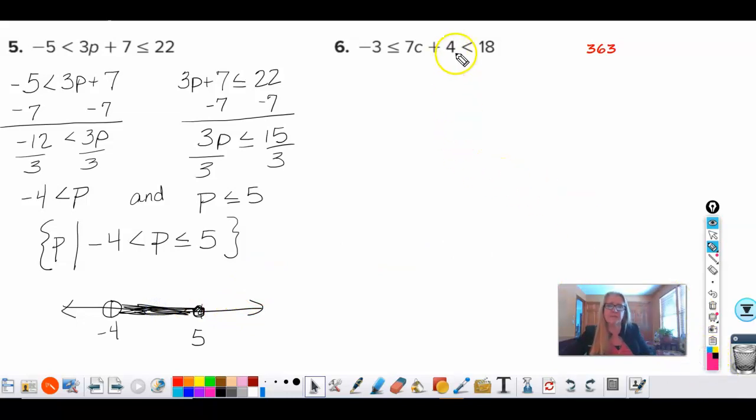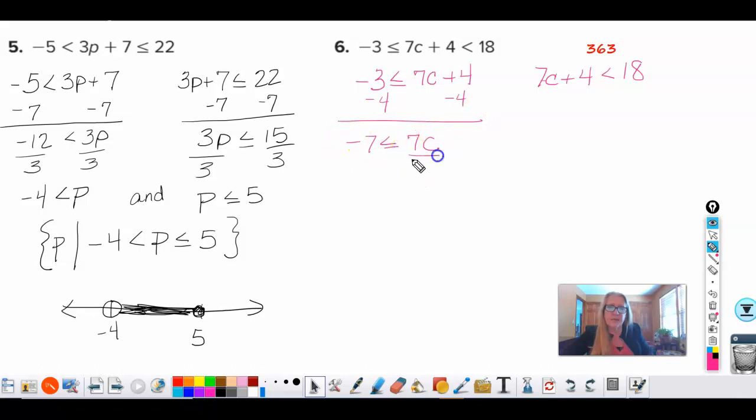Let's go with pink. All right, once again, you'll start off by writing the two parts. -3 is less than or equal to 7c plus 4, and 7c plus 4 is less than 18. All right, over here, you would subtract 4 from both sides. That gives me -7 is less than or equal to 7c. Divide both sides by 7, and you get -1 is less than or equal to c.